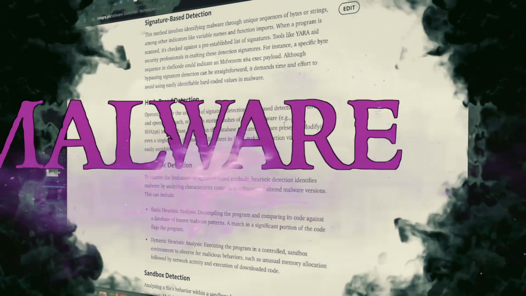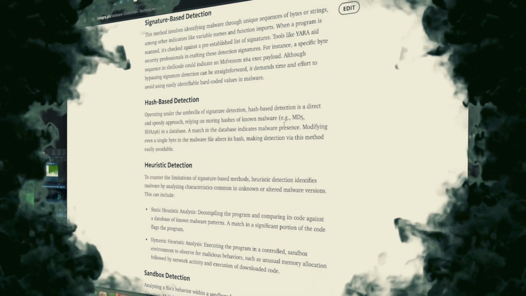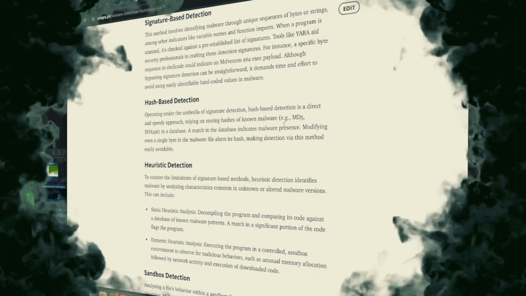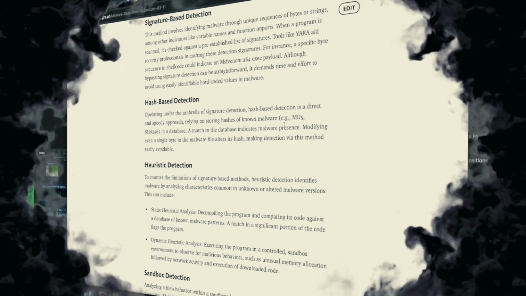Hash-based detection. Operating under the umbrella of signature detection, hash-based detection is a direct and speedy approach, relying on storing hashes of known malware, e.g. MD5, SHA-256, in a database. A match in the database indicates malware presence. Modifying even a single byte in the malware file alters its hash, making detection via this method easily avoidable.